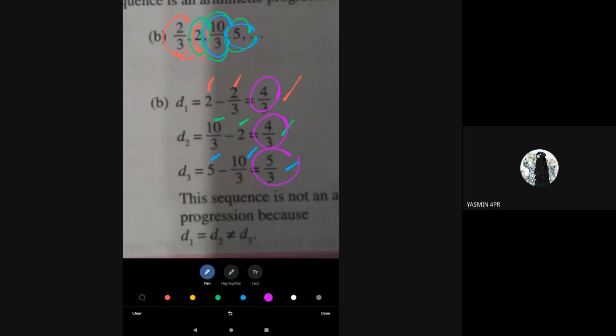So next, we want to continue in arithmetic progression that I said before. We have two types of progression, which is arithmetic and geometric progression. For today, we will discuss the arithmetic progression first. So let's look at page 131.